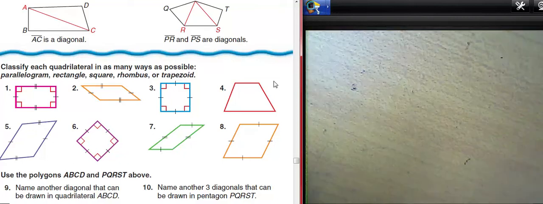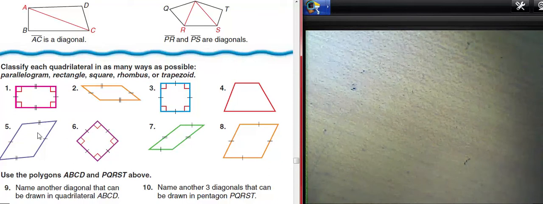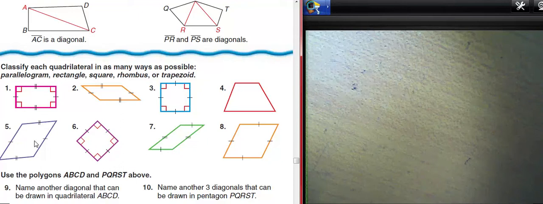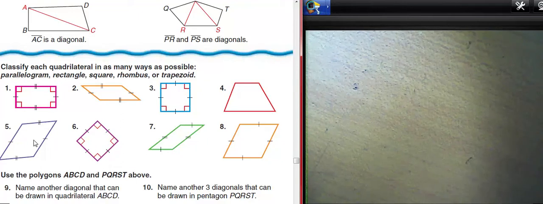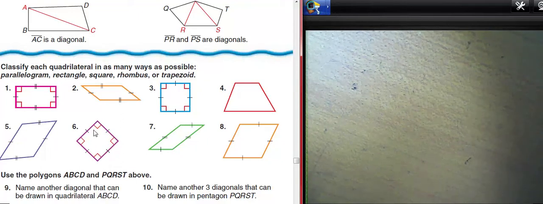What about question number 5? Question number 5, we have 2 pairs of sides parallel and equal in length, so it will be a parallelogram. Question number 5, a parallelogram, because we have 2 pairs of sides equal in length. Question 6, we have 4 sides congruent and 4 angles congruent. It will be a square.